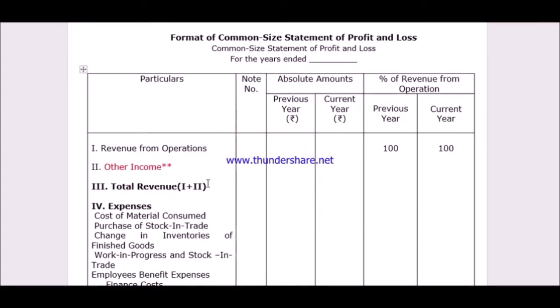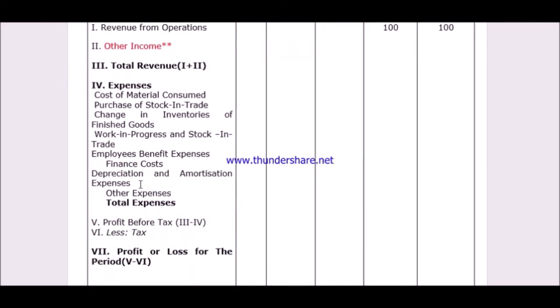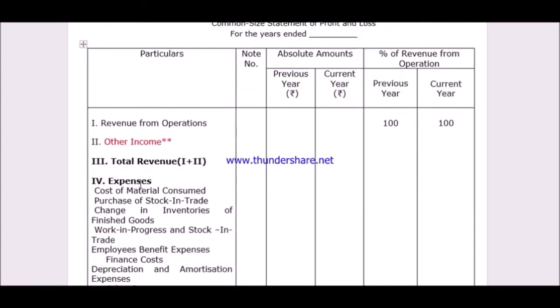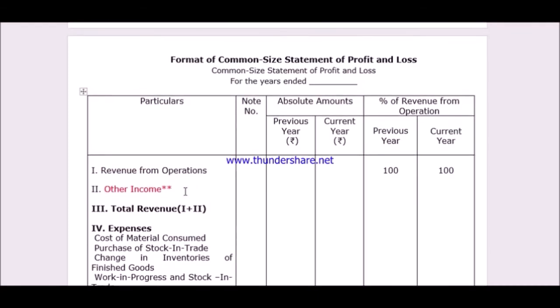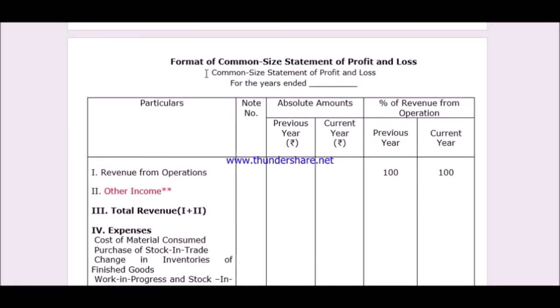The basic format is the same as what you have learned in the first chapter. Time and again I am saying that we start with revenue from operation, other income, total revenue. Before coming to the format, let us see what you have to write on the top: common size statement of profit and loss for the years ended. Here you have to write which two years.